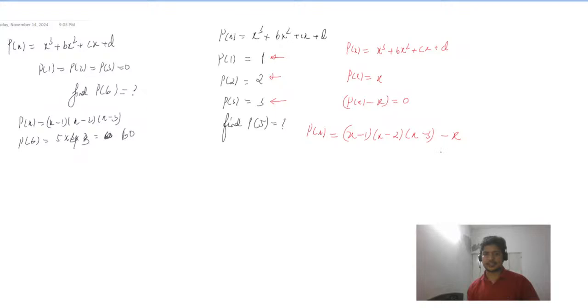So now just put the values here. P(5) is equal to what? 5 minus 1, 5 minus 2, and 5 minus 3 plus 5. What will the answer be? 4 times 3 times 2 plus 5. What will be the answer? 4 times 3 is 12, times 2 is 24, plus 5, so 29 is the answer of this question. Understood? Any issue in this? You can also write it like this. That's why I had given this question to you.